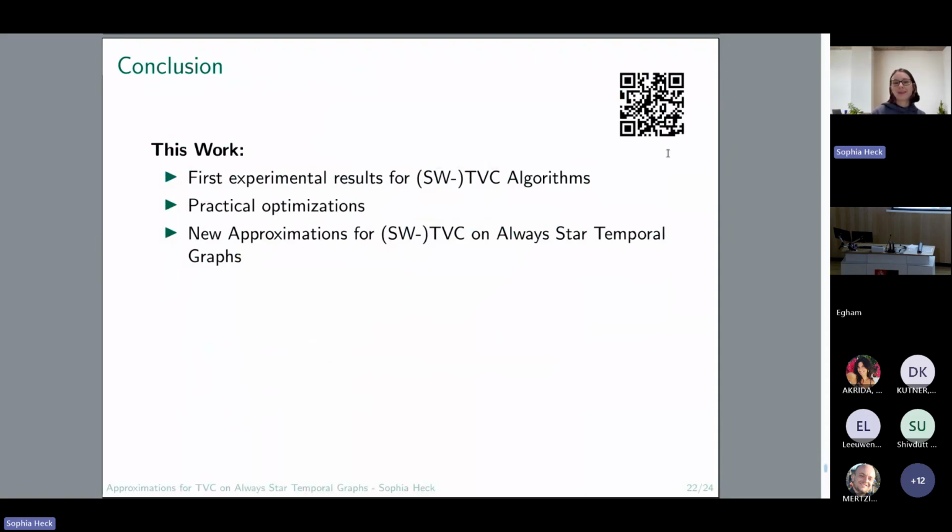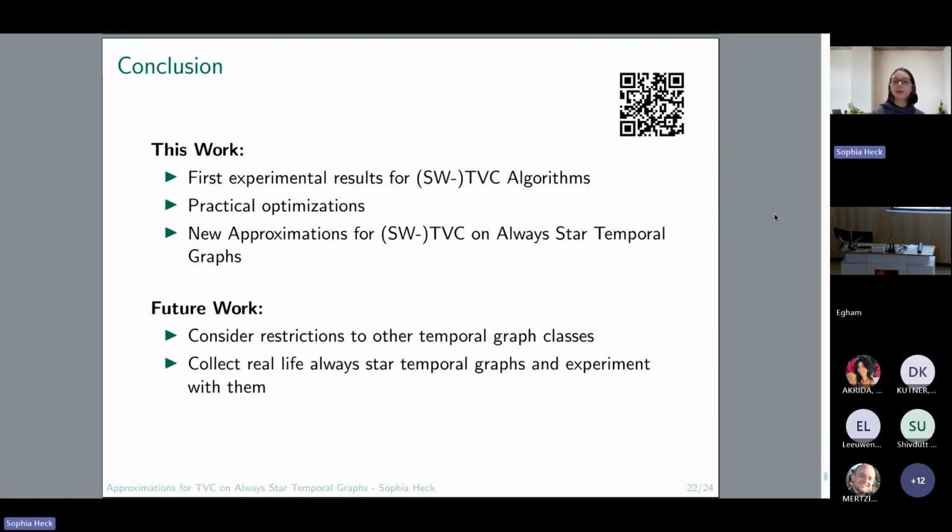Yeah, with this, I'm already almost at the end of my talk. So let's come to a quick conclusion. In this work, we provided the first experimental results for the sliding window temporal vertex cover algorithms. We introduced some practical optimizations, and we also proposed new approximation algorithms for the case of always star temporal graphs. If you want to check out the paper, the QR code here at the top should lead you to the arXiv. In terms of future work, it would be quite interesting to consider restrictions to other temporal graph classes, or, in contrast, also use ideas to make it more general.